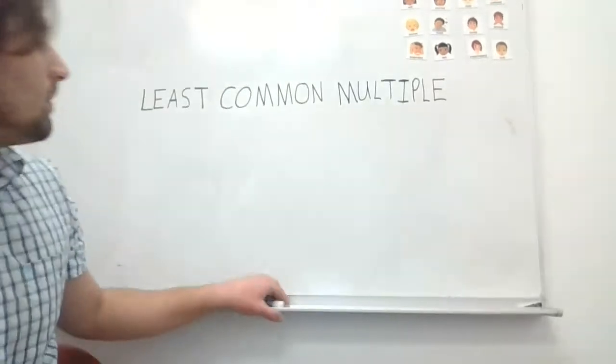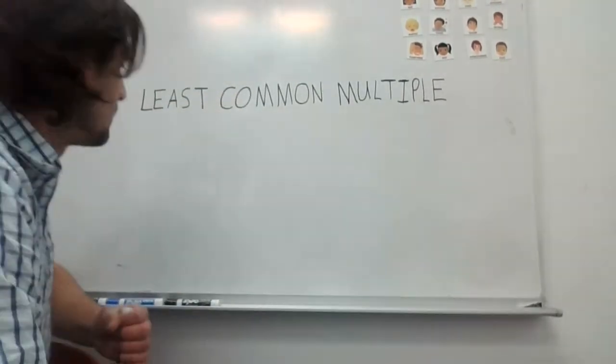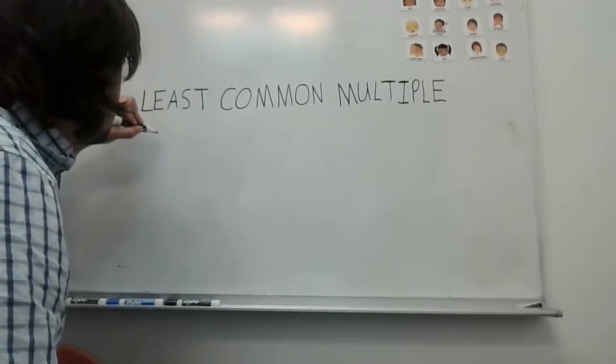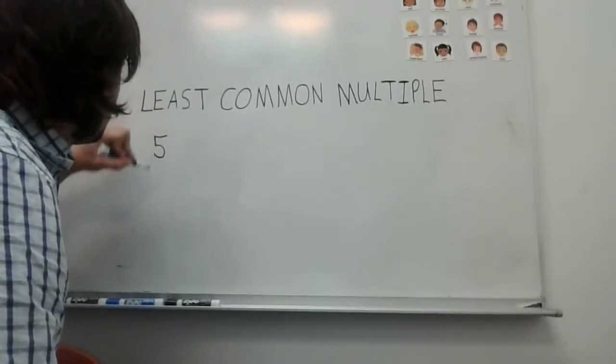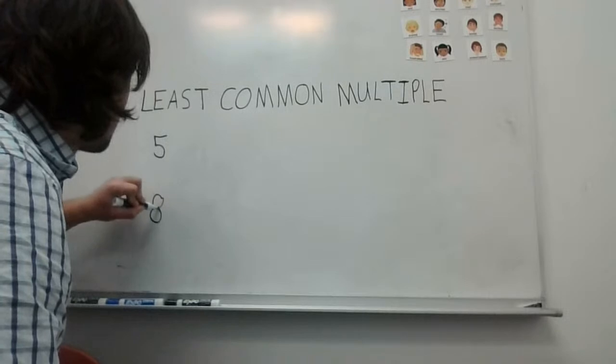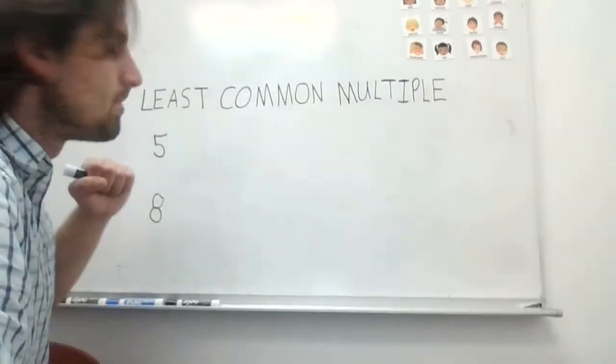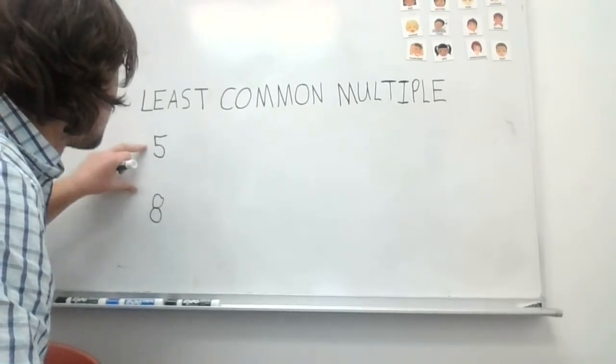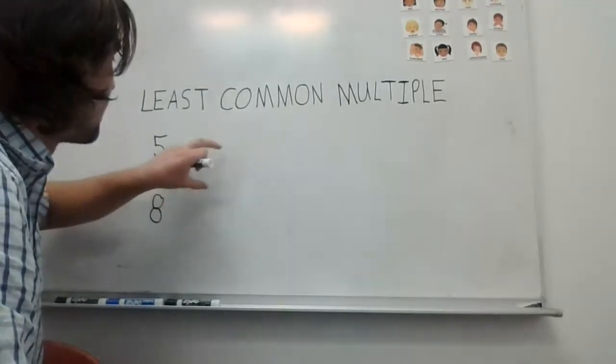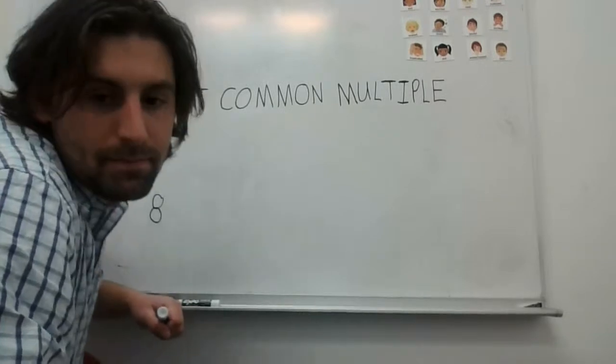So for this video, we are rocking with least common multiple. So we'll start with 5 and 8. I'm going to show you how to find the least common multiple within the numbers 5 and 8. What is the least common multiple that 5 and 8 have in common?